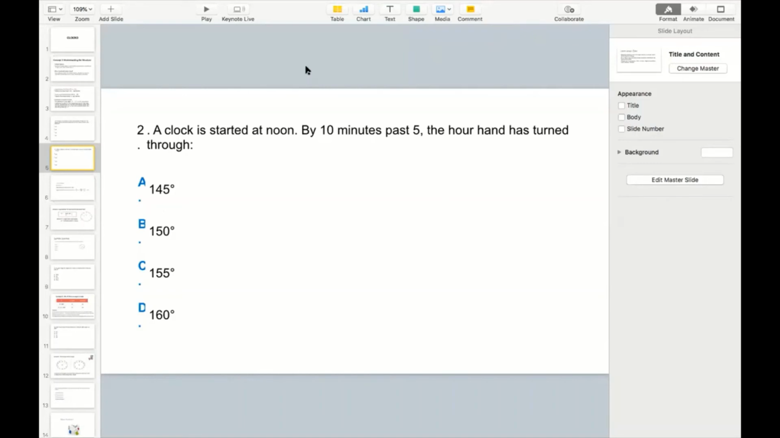Simple logic. Because of these 10 minutes, there will be certain movement in the position of the hour hand. And what will be the movement? It will rotate by 10 into half, 5 degrees. So 150 degrees when the hour hand moves from 12 noon to 5 p.m., and 5 degrees when it moves from 5 p.m. to 5:10 p.m. So 150 plus 5, 155 degrees will be the final answer.